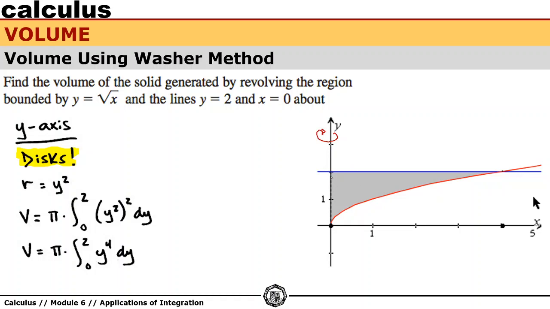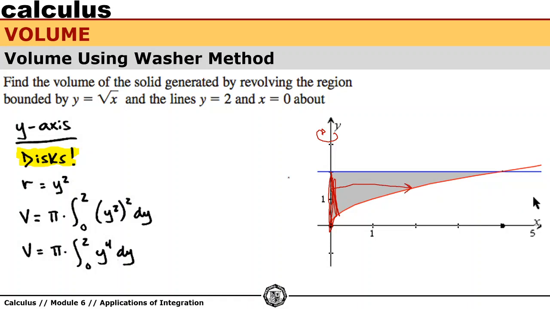If you're going to take this thing around the y-axis, what I want you to notice is that there is no space between the y-axis and the region. The region is right up against it. Anytime the region is flush against the axis of rotation, there's no room for washers. You're only going to have a disk, so there's only one radius involved in this question.